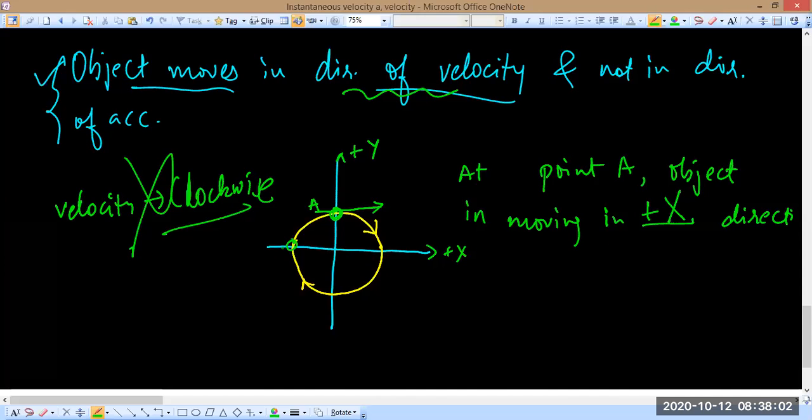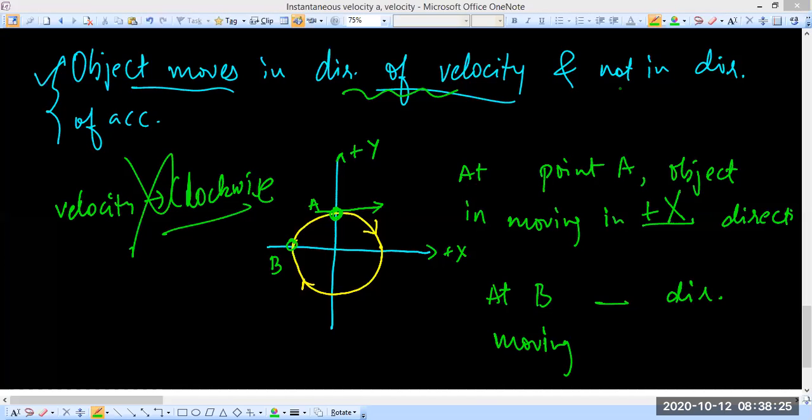Suppose I take a point B here. Then can you tell me at B it moves in which direction? At B the object is moving in which direction? Okay, positive y direction, that is right. Okay, positive y direction. Yeah, fine. I think you have got a good grasp of it. Okay.